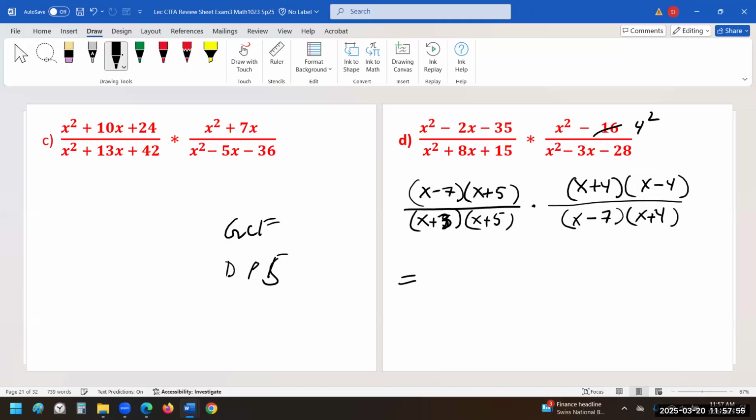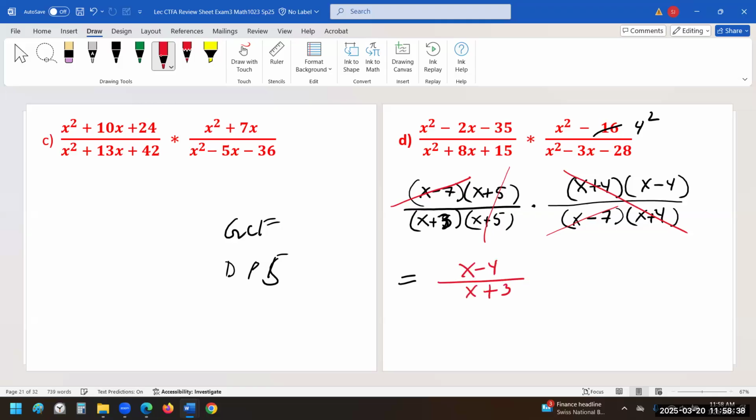And now you're allowed to cancel anything from the top with the same thing from the bottom. It doesn't matter whether it's on the left or right. It's top versus bottom, okay? That's all. So we have x minus 7 on the top. Do you see any x minus 7 anywhere on the bottom? On the right. Then you have x plus 5. Do you see any x plus 5 on the bottom anywhere? Here. Then we have x plus 4. Do you see any x plus 4 anywhere on the bottom? Here. And then the last thing is x minus 4. Do you have any x minus 4 on the bottom? No. So we rewrite x minus 4.